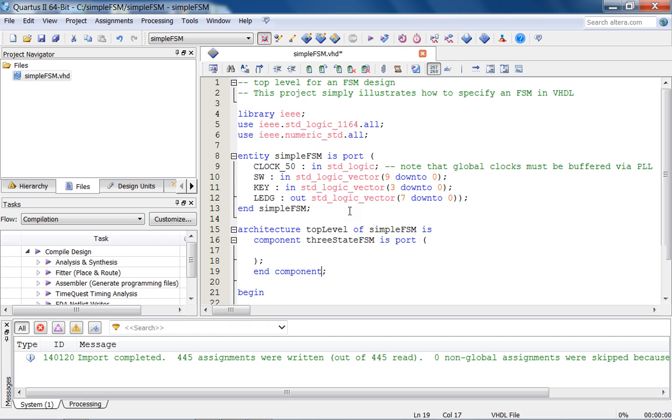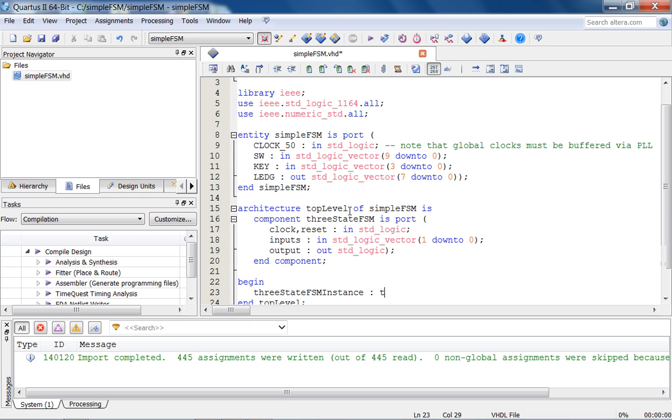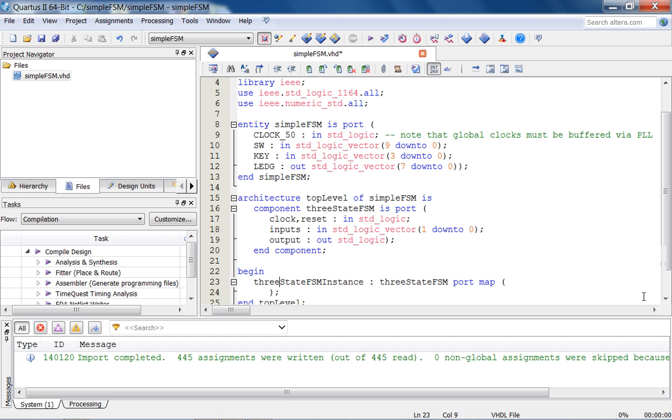So clock is the input, reset is another input, both std_logic, and then inputs is a std_logic_vector 1 down to 0, two inputs, and then one output. And we just close this here, put a semicolon. All right, so three state FSM instance is three state FSM port map. This is the way I instantiate modules. Okay, it's not the only way.